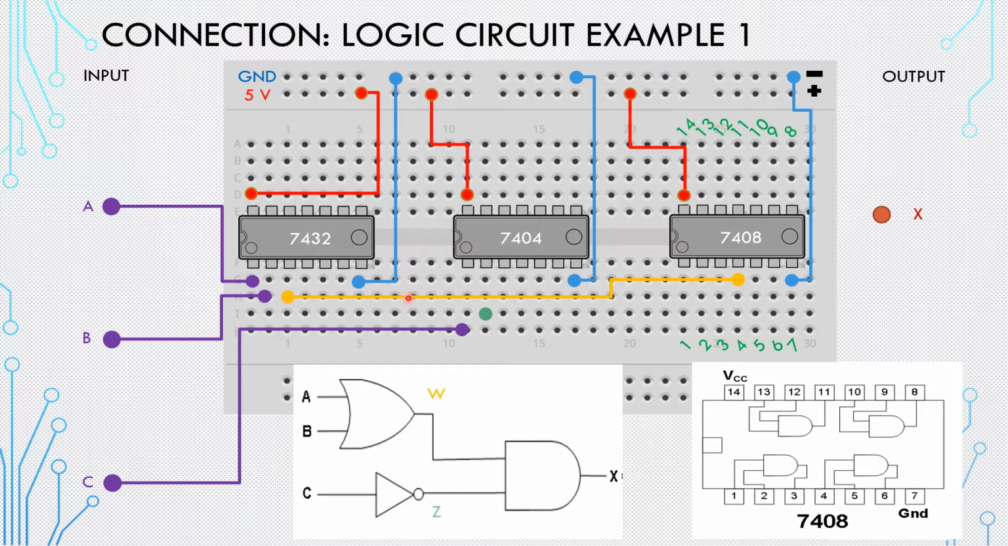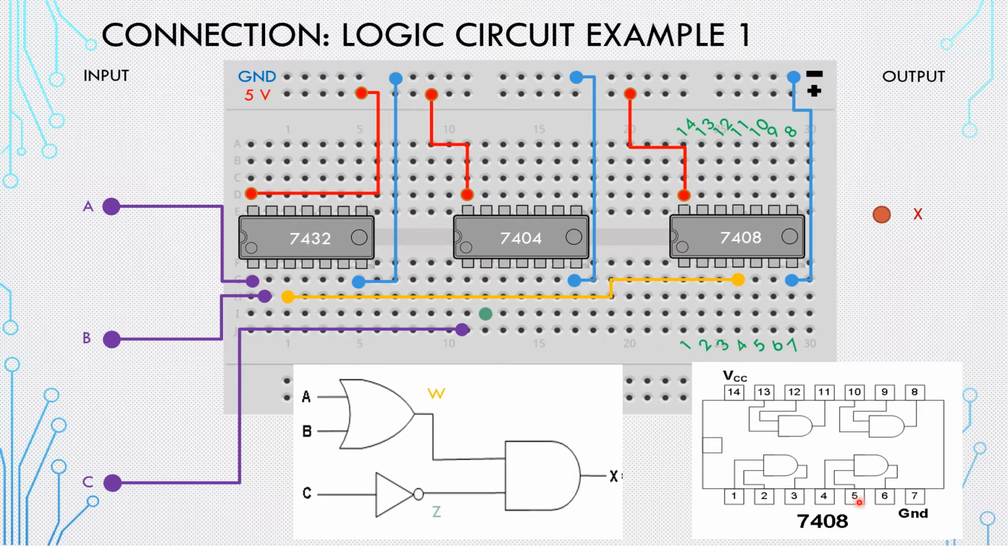So I bring the first input, which is the one that comes out from OR. I call it W. I connect it to 4 in the AND. So whatever comes from OR goes to AND based on the diagram. The diagram is going to help me do the connection.